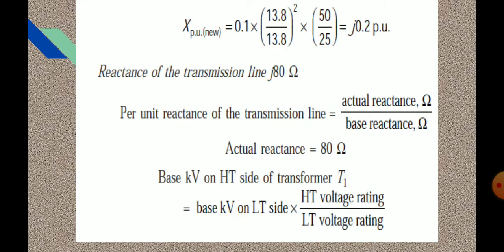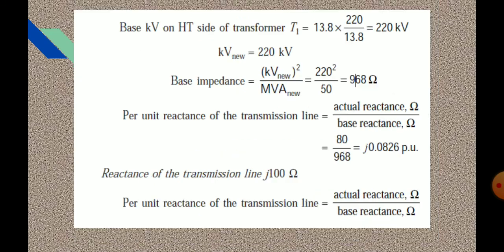Then for the transmission line, the actual value is given but we have to find the base value. For that we must fix the base kilovolt on both the primary and secondary side. For that the formula is there, so we have calculated. Our base kilovolt on the high side of transformer T1 should be equal to 220 kilovolt. Base impedance equals KVB new squared divided by MVAB new. Substituting in the formula, we get 968 ohm.